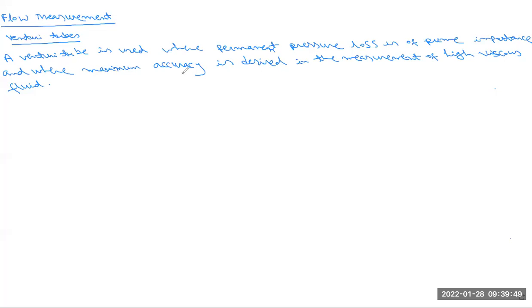So this is basically the main application of the venturi tube in our process control industry. That means a venturi tube is basically used where the permanent pressure loss is of prime importance and where maximum accuracy is desired in the measurement of high viscous fluid flow. So this is a very important use in our process control industries for flow measurement.